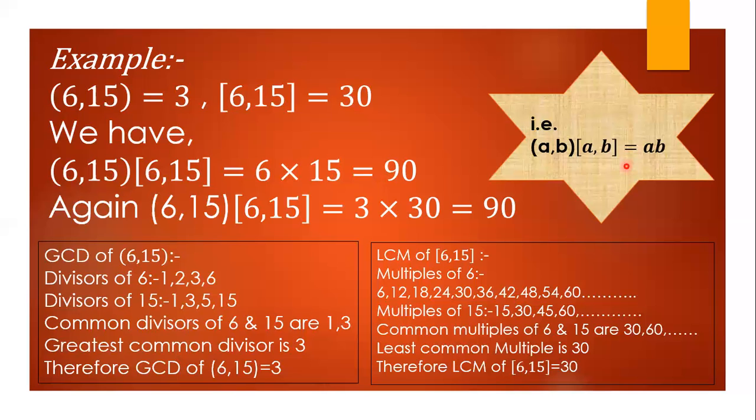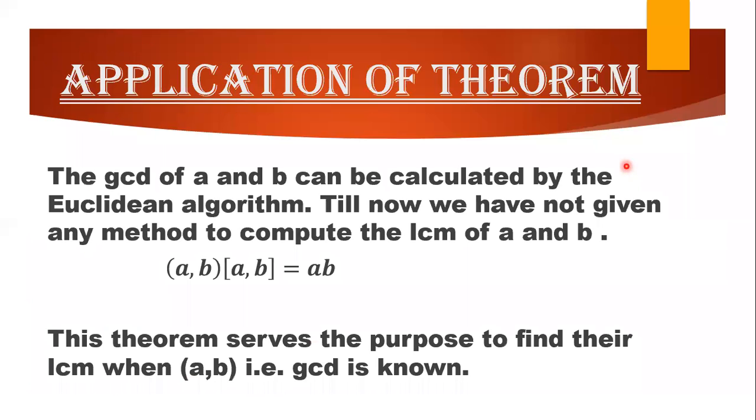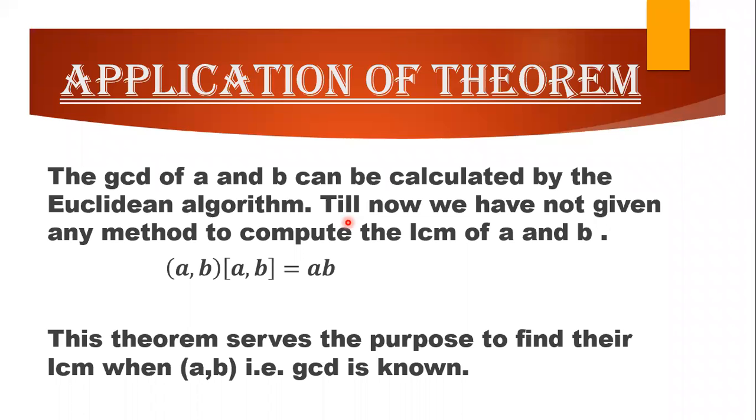Now we see the applications of the theorem. The GCD of A and B can be calculated by the Euclidean algorithm. Till now, we have not given any method to compute the LCM of A and B. Here, the relation is GCD into LCM is equal to AB. This GCD can be calculated by the Euclidean algorithm, and LCM can be found from this relation of GCD and LCM. This theorem serves the purpose to find their LCM when GCD is known.